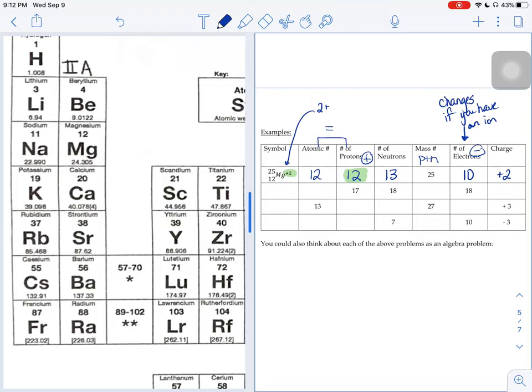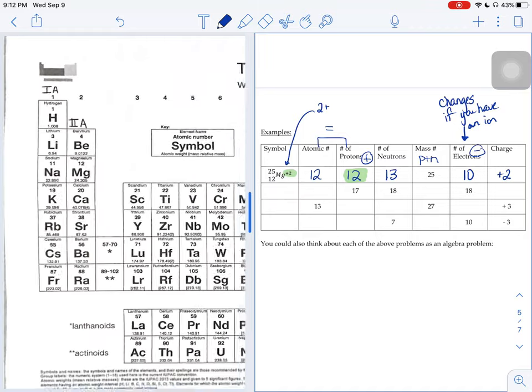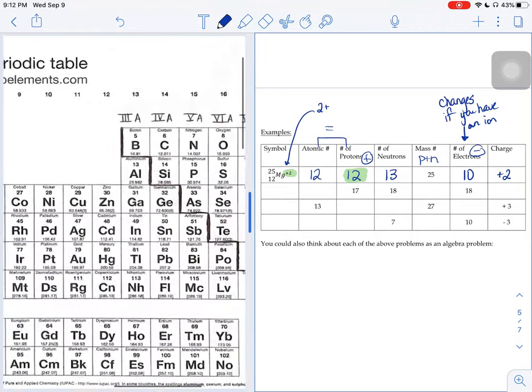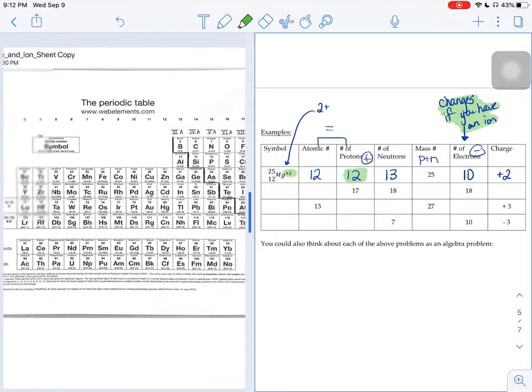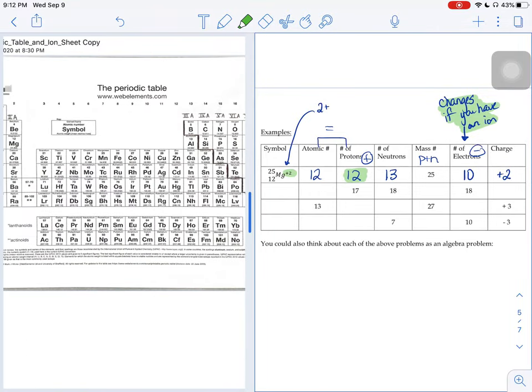A common mistake I see people make in the beginning with these is when they see magnesium plus 2, they think, oh, plus 2, that means I need 2 extra protons. And they'll write down that this particle has 14 protons. But that can't happen, because when you look at your periodic table, if you had 14 protons, you wouldn't be magnesium anymore. You would be silicon. So that's why we have to leave the proton column alone. But we could mess with our electron column and have it still stay magnesium. I'll do one more of those, and then I'll have you guys try some.